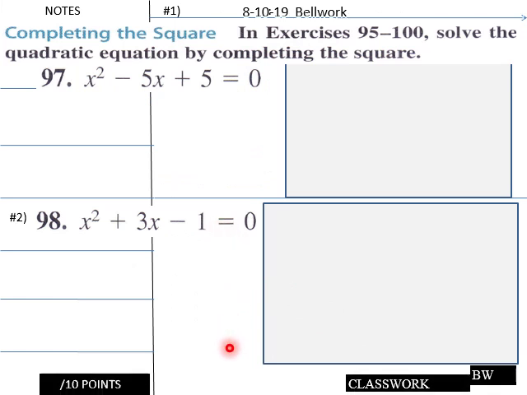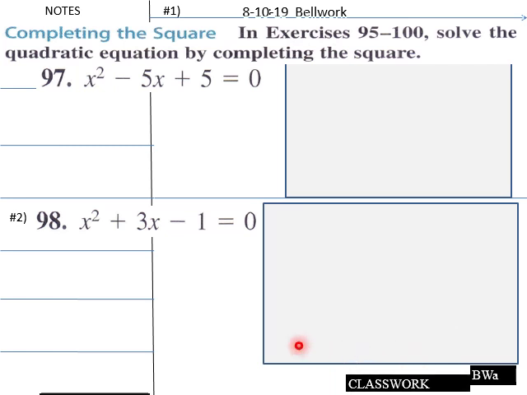Today's bell work, students, teachers: solve the quadratic equation by completing the square for these two. Give your students about 5-6 minutes. Teachers, see you in 5.